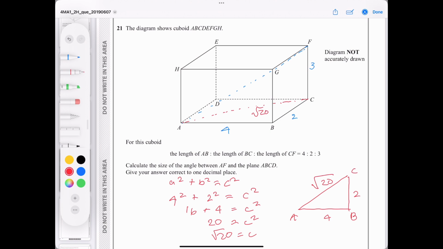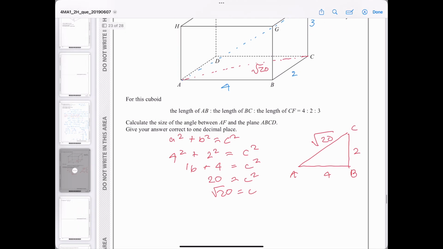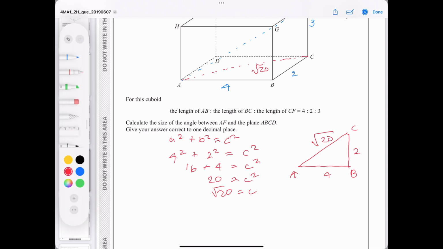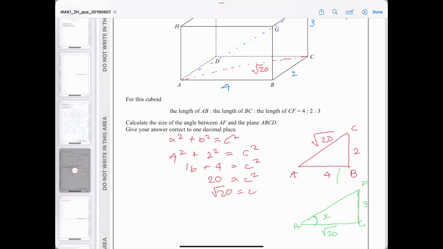Now we can redo our little triangle, and this time we are going to be using it to find an angle. So at the bottom we have AC, then we have CF, and we know that's 3, and we know this is root 20, and then we pop that up that way. And this is what we're trying to find. So now we don't need to worry about how long that is. We can just use SOHCAHTOA. So let's write out our SOHCAHTOA on the side.